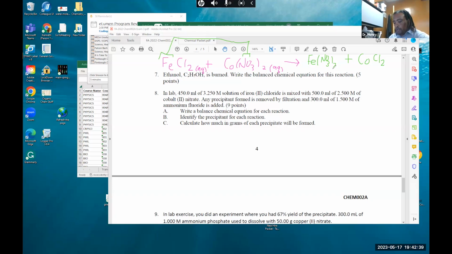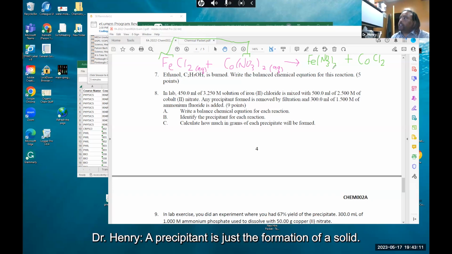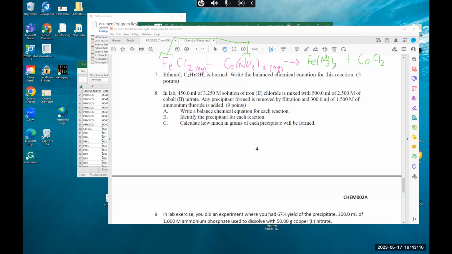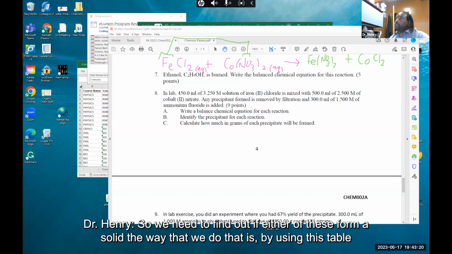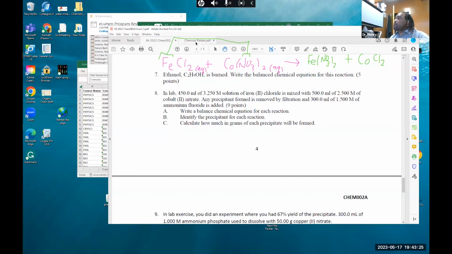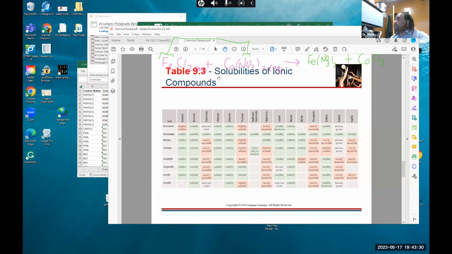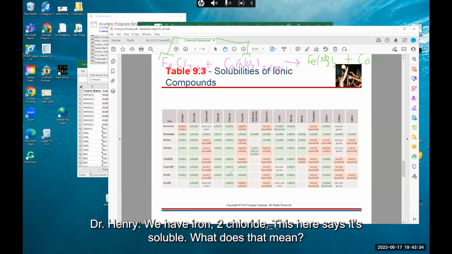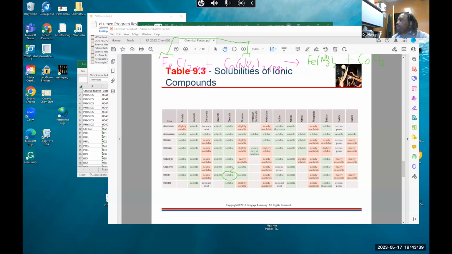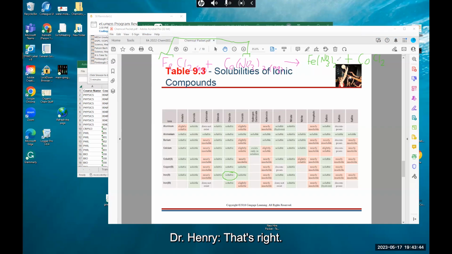What is a precipitant, by the way? Does it need to be a solid? Okay, that's right. A precipitant is just the formation of a solid. So we need to find out if either of these forms a solid. The way that we do that is by using this table from our chemical packet. We have iron 2 chloride. This says it's soluble. What does that mean? It's aqueous. That's right.